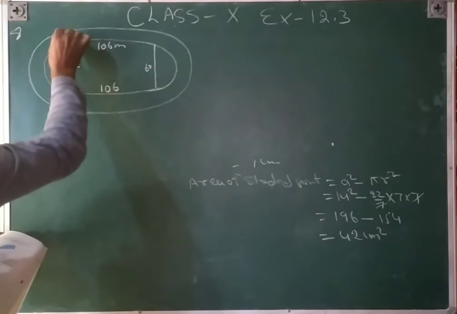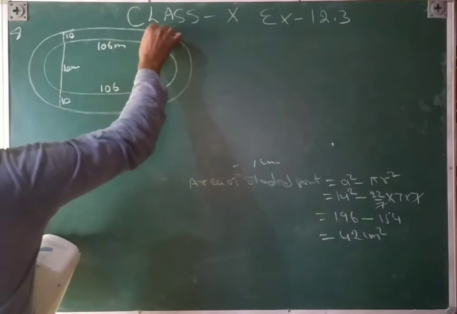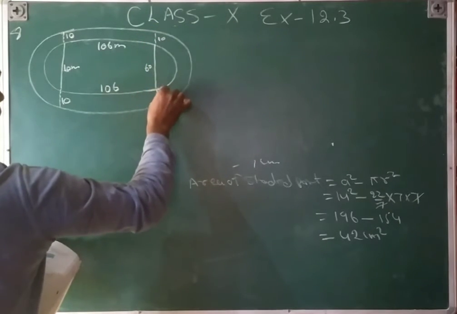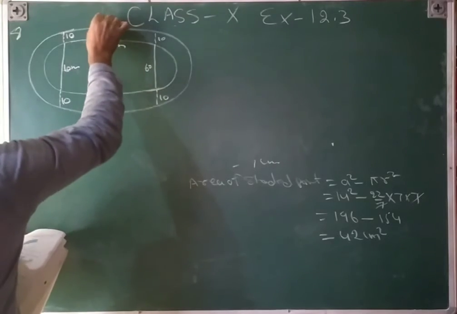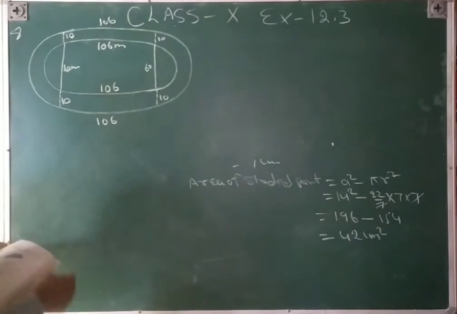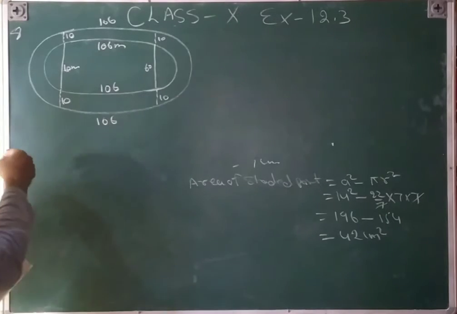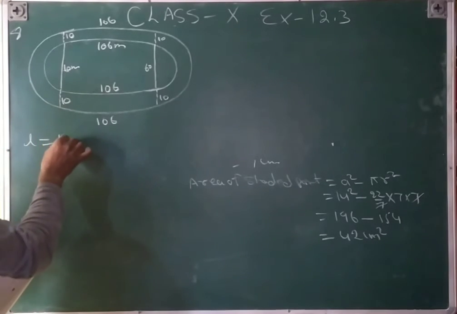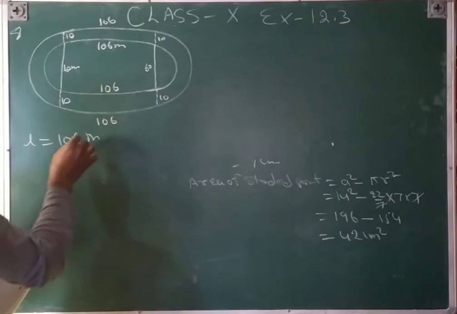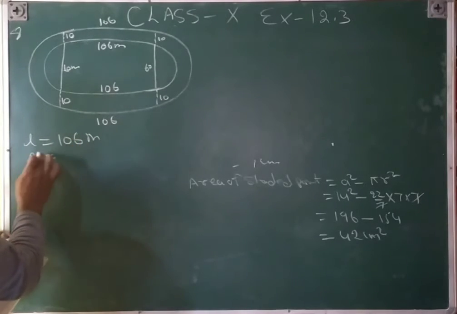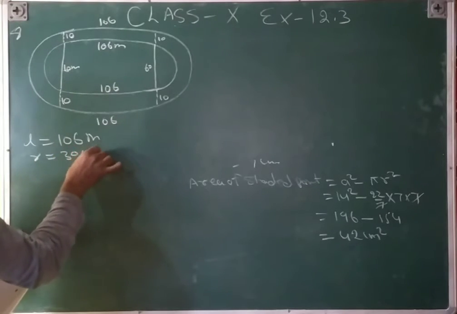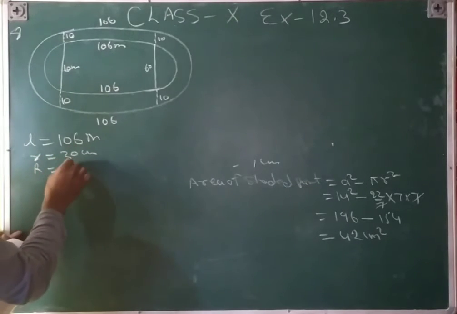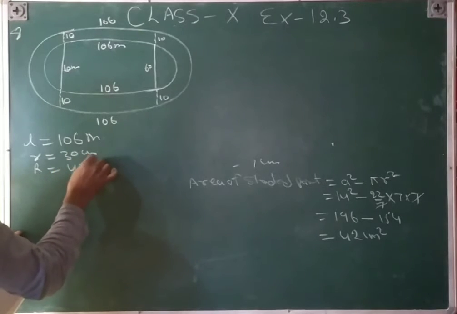This is the 10 also. Now that means L is equal to 106 meter, and then small r will be half of the diameter, that will be 30, and then capital R will be that 10 increased, that will be 40.